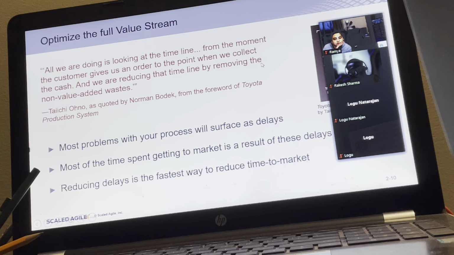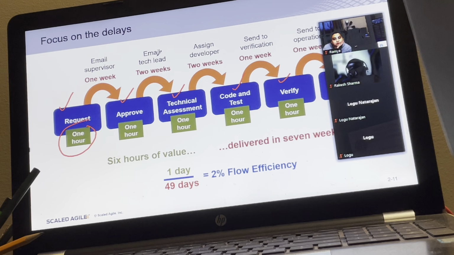So many times value stream mapping is an activity where you look at each step and the time consumed in that step. For example, this is a defect fixing value stream, and for each step you have a work: a defect request, an approval of an incident, a technical assessment, coding, verification, and delivery. So that's the work happening. All these items are shown, with the duration being the time spent on that particular work item.